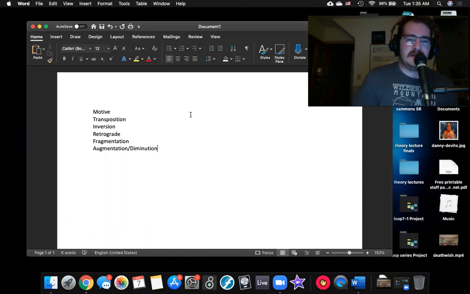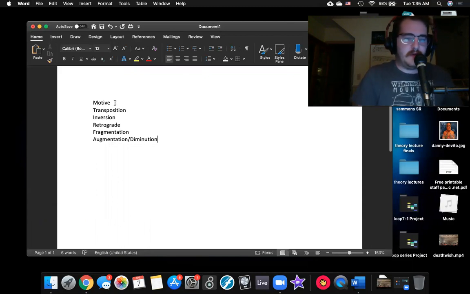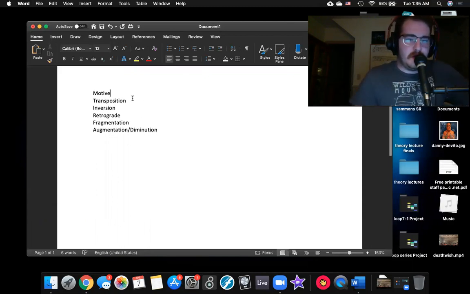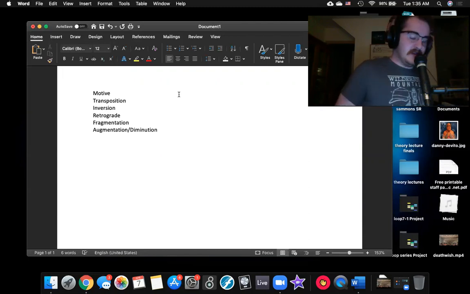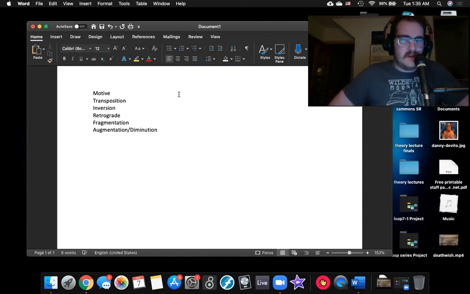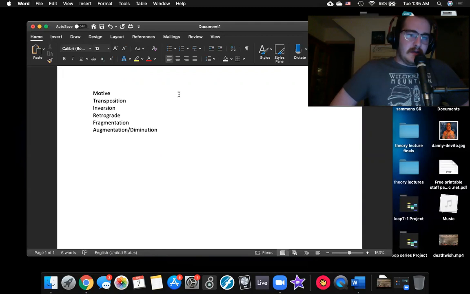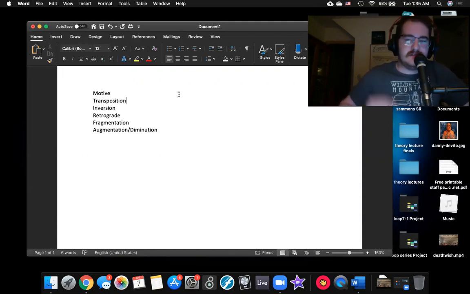heavily throughout a piece. So there are different ways that you can play around with a motive. Number one is transposition, which is where you move it up and down and change keys, move it throughout the scale to where you have it in tonic and then you have it in dominant or something like that. So that's bum bum bum bum, transposition: bum bum bum bum. It's the same notes, just shifted down.